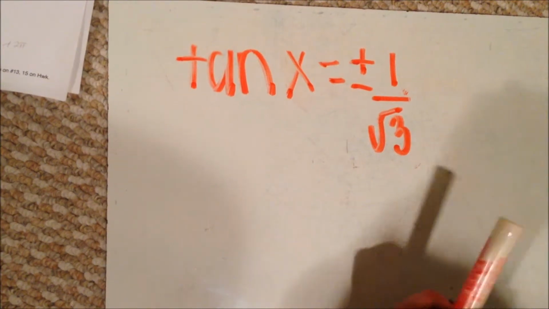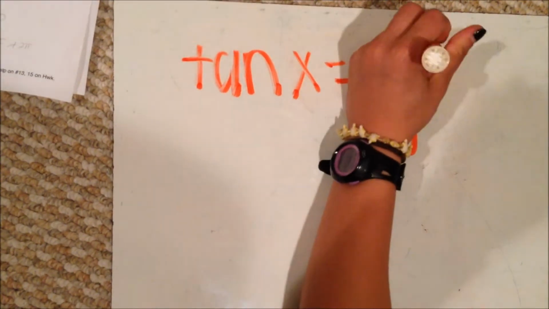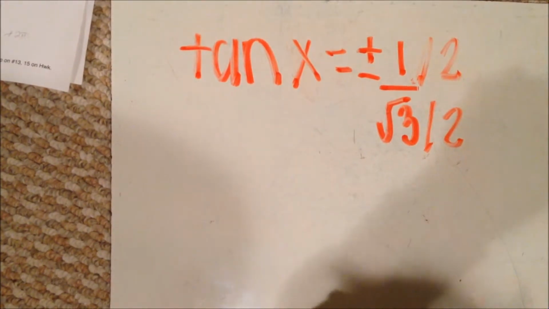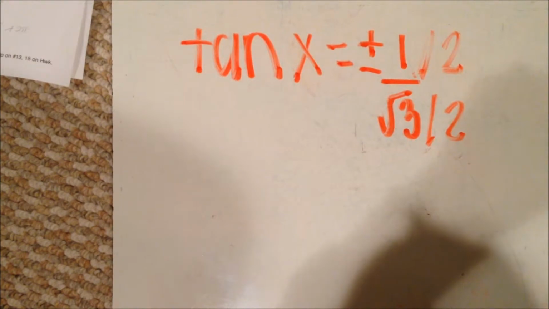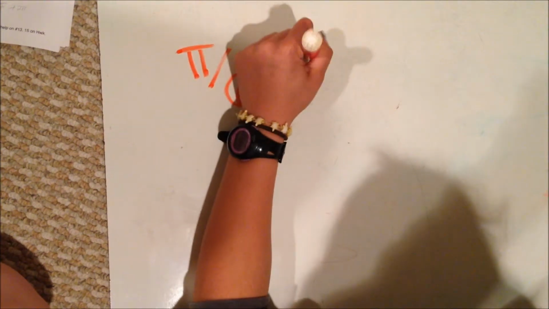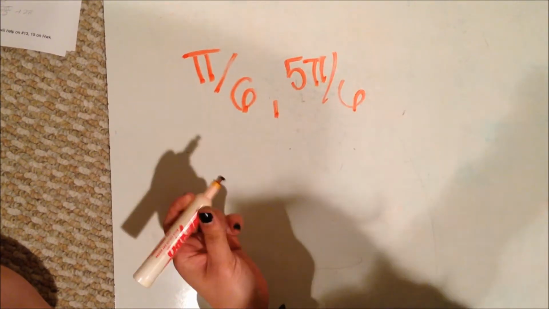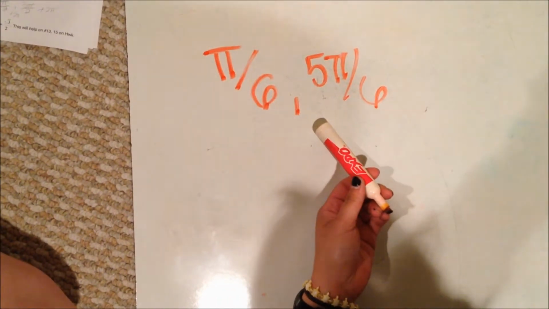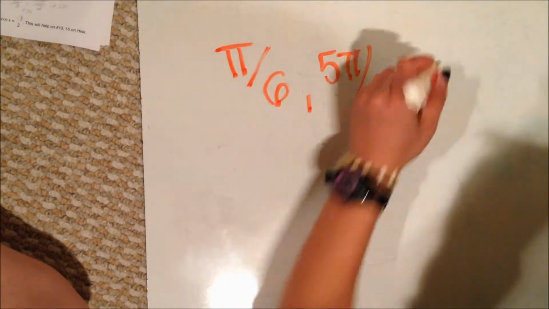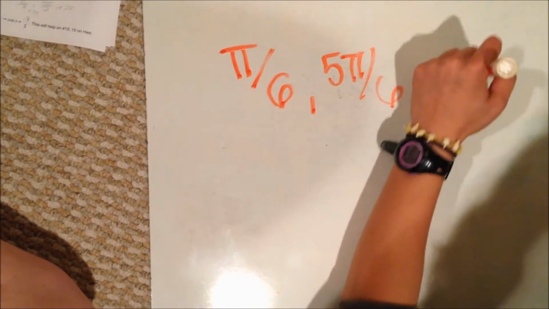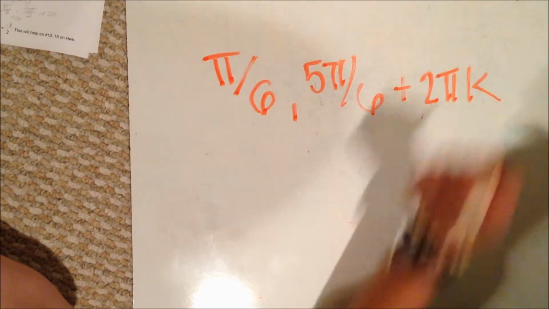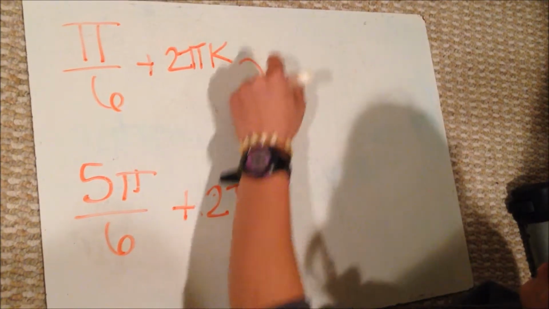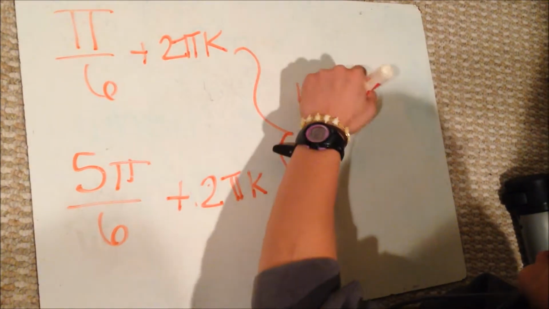With tangent, take both the numerator and denominator and put them over 2 to get numbers that you're used to seeing on the unit circle. Now looking back at the unit circle, we see that pi over 6 and 5 pi over 6 are both solutions to the answer. Knowing that there are no restrictions, make sure you add plus 2 pi k to all your solutions. This only works when k is an integer.